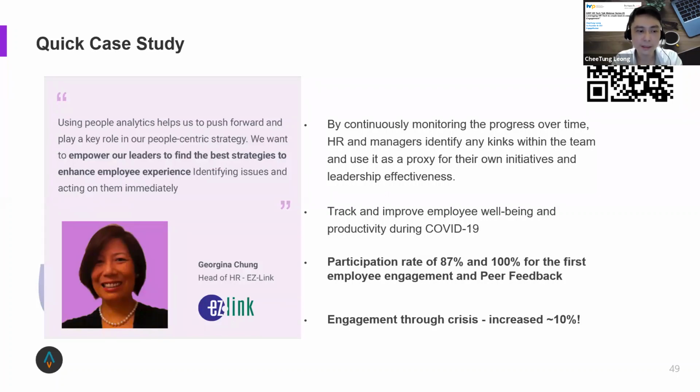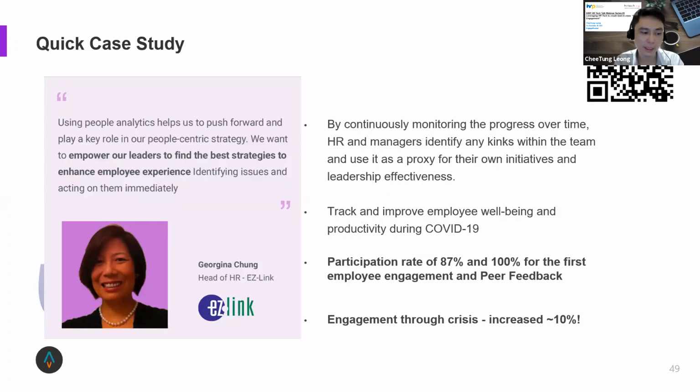And then when COVID-19 hit, they were able to very flexibly and in an agile manner change the ways that they were tracking their staff, and started looking at employee well-being and productivity while going through COVID-19 in order to help them. They found that the participation rates went up, and the engagement rates even went up during a crisis by 10%. So the third and final conclusion here is to iterate quickly. Don't hope for a big project, just run small experiments and keep moving fast. And look for continuous improvements as an agile process.